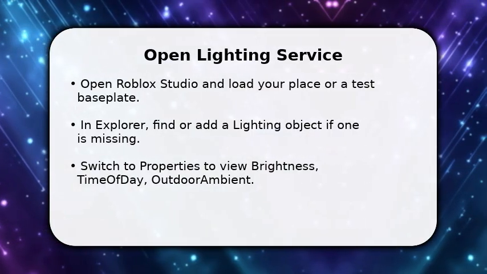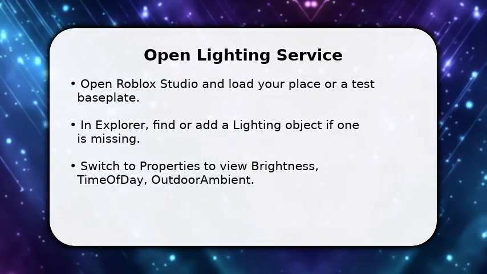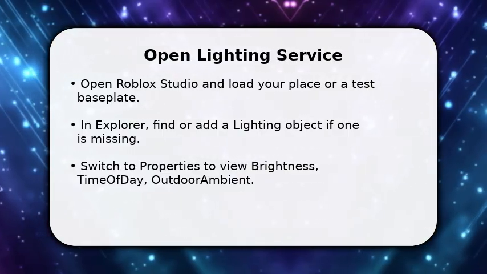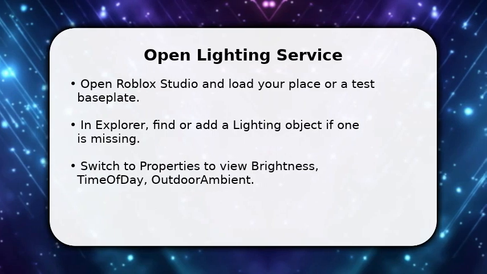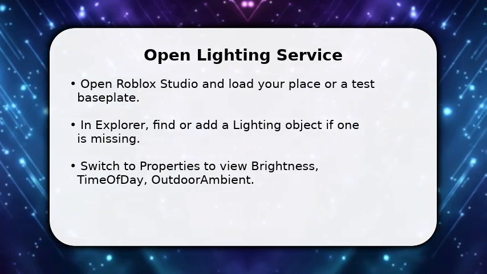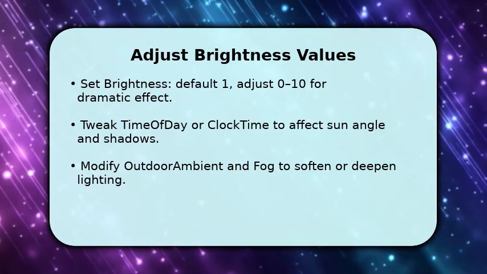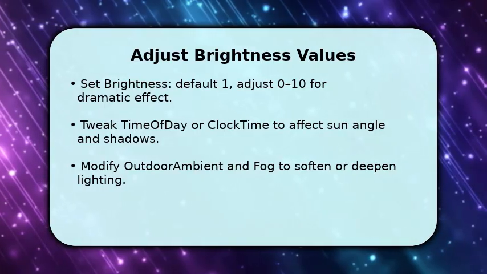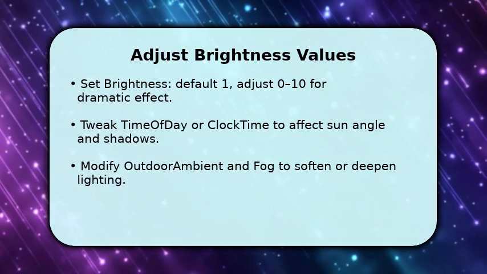Do this now so subsequent adjustments update in real time. Keeping a test baseplate open helps you preview changes immediately as you tweak numbers. You'll change the numeric brightness first, type 0.5 to darken or 3/5 to brighten quickly.